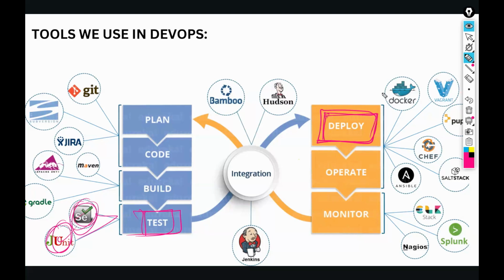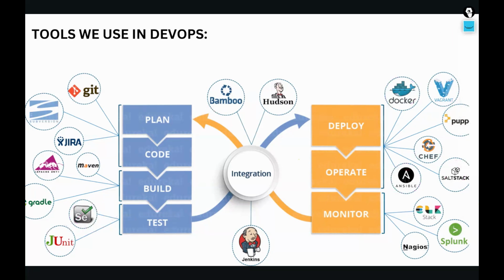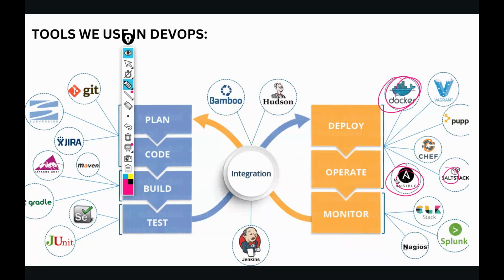Now after test, what do we have? Deploy, right? To deploy your code, we have a number of tools: Docker, Vagrant, Puppet, Chef, SaltStack, as well as Ansible. But what are we going to learn? We are going to learn Docker as well as Ansible. These are the trending tools, to deploy our code.